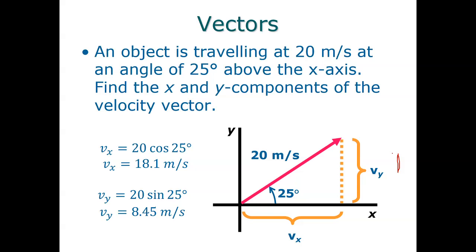It means that if this object moved this way for 1 second, it would move 18.1 meters to the right and 8.45 meters up. And if it kept this velocity for 10 seconds, it would travel 181 meters to the right and 84.5 meters up. So if you know these velocities, you multiply by time to get the displacement.